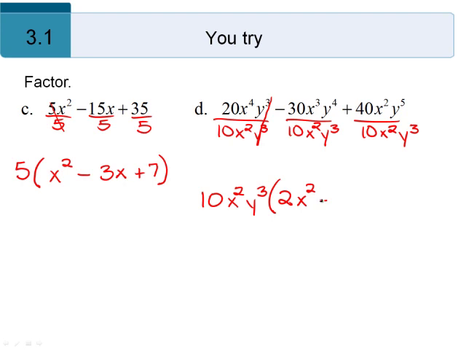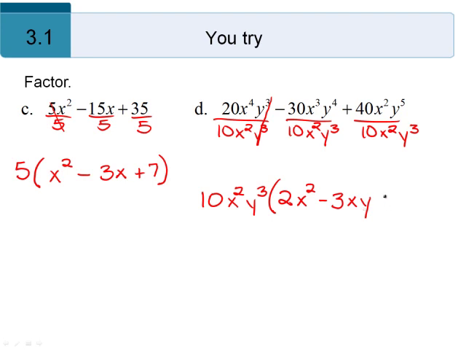Then you bring down your minus sign. 30 divided by 10 is 3. And then x cubed over x squared, subtract, that just gives you x. And y to the fourth over y to the third, 4 minus 3 just leaves y. Okay, so you don't want to write those little ones up there when you have your finished answer. So if it just ends up being an exponent of 1, just don't write it.